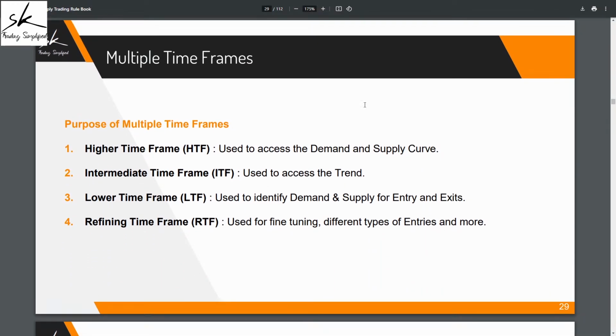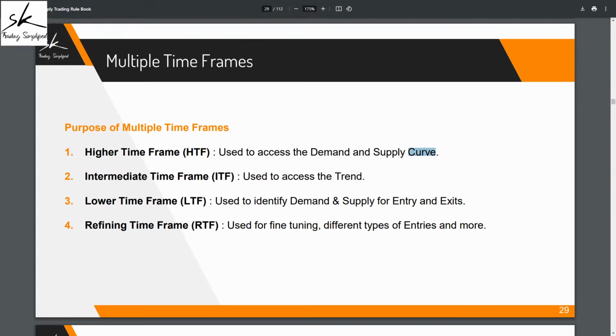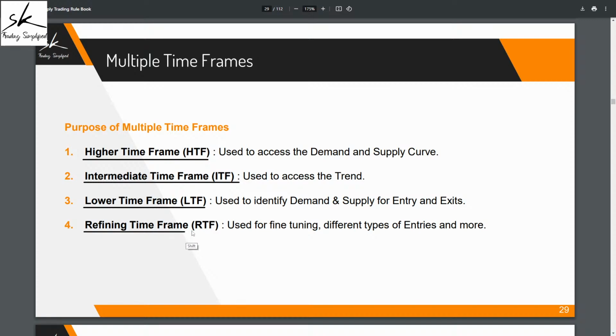Demand supply methodology is based on multiple time frame analysis. So what are the multiple time frames we use? We use a minimum of 4 different time frames, and we call them the higher time frame HTF, intermediate time frame ITF, lower time frame LTF, and the refining time frame RTF.